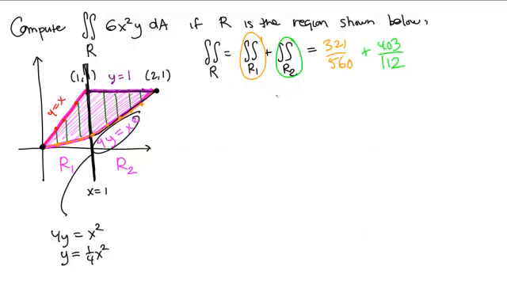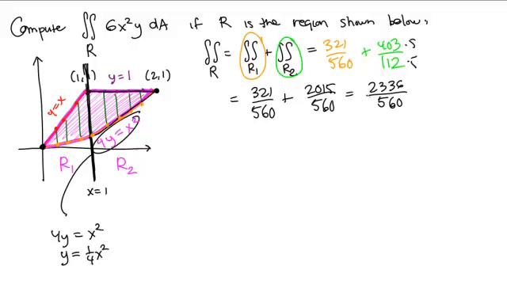Hence, the double integral over the region R is simply going to be the sum of these two fractions, 321/560, and then 403/112, which if we multiply the top and bottom by 5, is 2015/560, giving us a grand total of 2336/560, which can be simplified to being 146/35. And so there's our double integral.